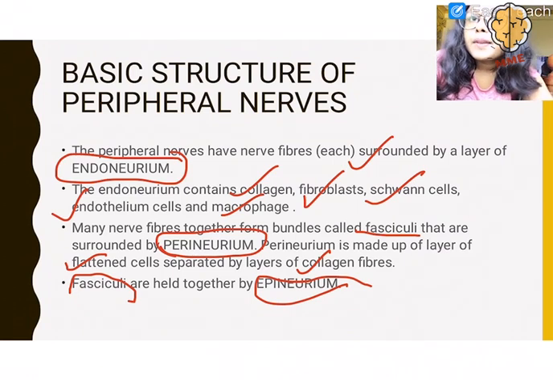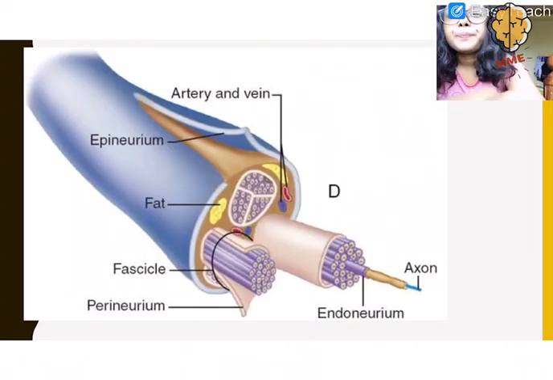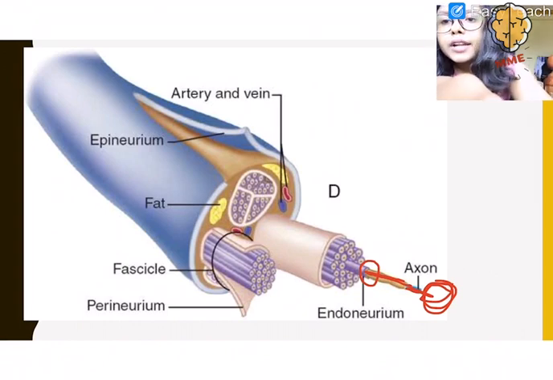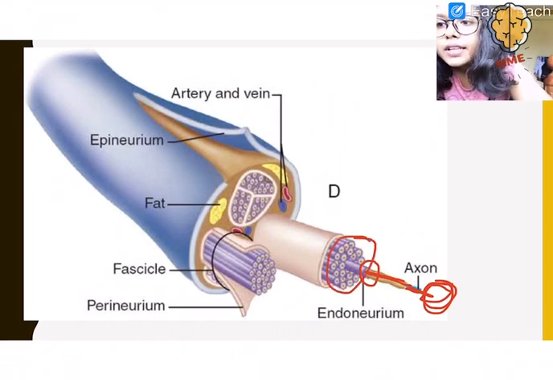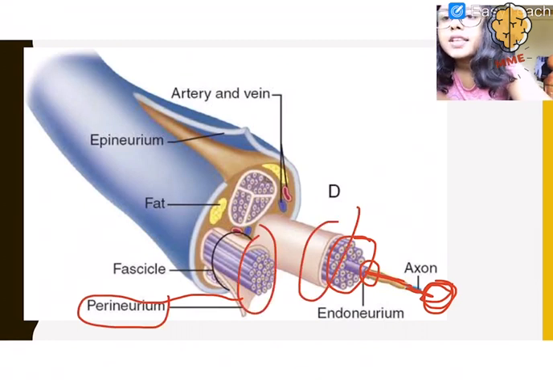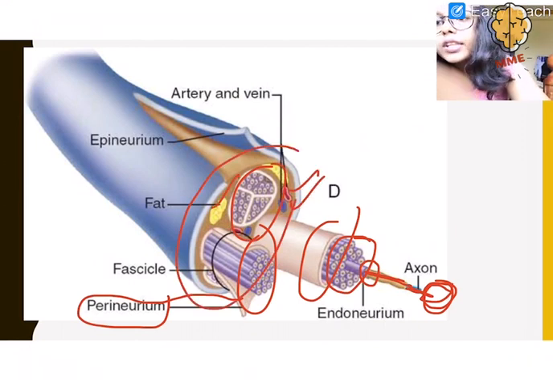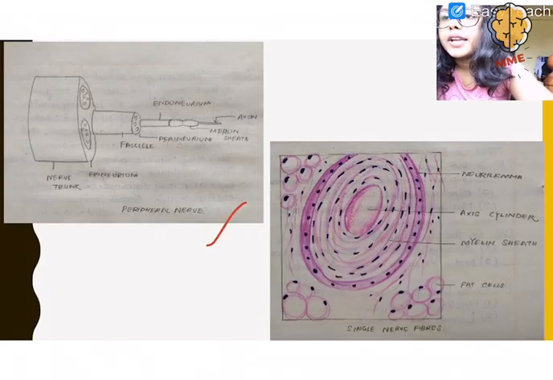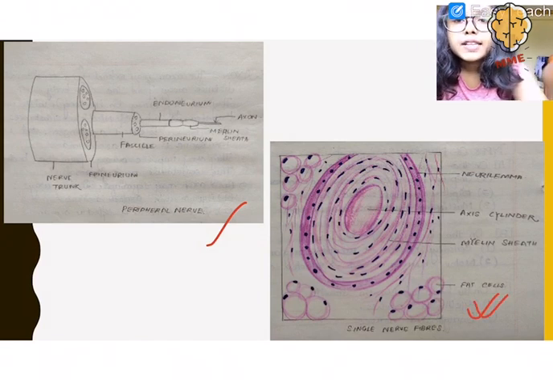You see, this is the same as the muscle part. First of all, there will be a neuron, and the neuron will have an axon. This axon will go, and this is the endoneurium. This endoneurium forms a fascicle. The fascicle is surrounded by the perineurium, and there are many fascicles with artery, vein, and fat, and the whole thing is surrounded by the epineurium. So this is the diagram of a peripheral nerve, and this is how you will see it in the microscope view.